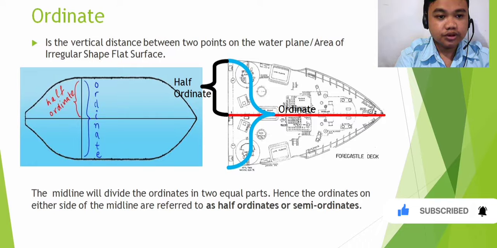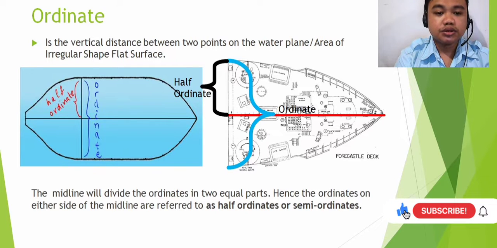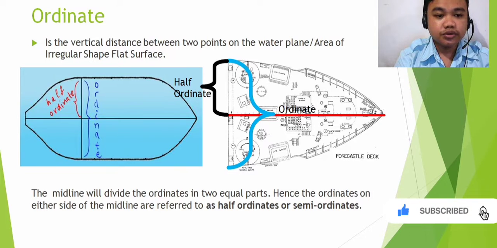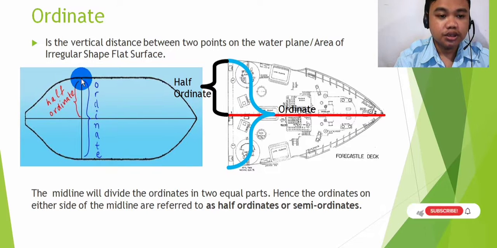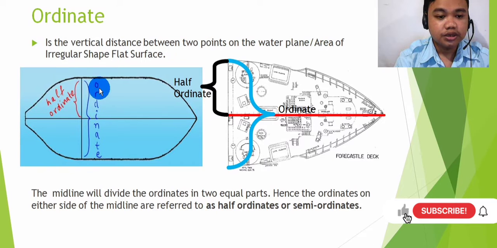So these are some of the terms that we are using for the calculation of Simpson's first rule. Ordinate: it is the vertical distance between 2 points on the water plane or area of irregular shaped flat surface of the vessel. So we have the example at the bottom. We have the water plane area of the submerged portion of the ship, where we can see here the vertical line is the ordinate, and halfway through it is the half ordinate.